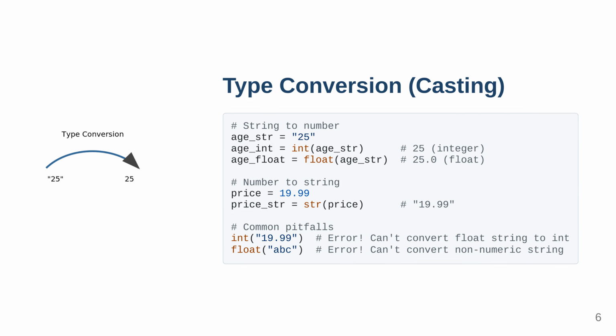Type conversion is a crucial skill in Python programming. Often, you'll need to convert between different data types, especially when working with user input or processing data. Understanding these conversions and their limitations helps prevent runtime errors. Always validate data before conversion and handle potential errors appropriately.